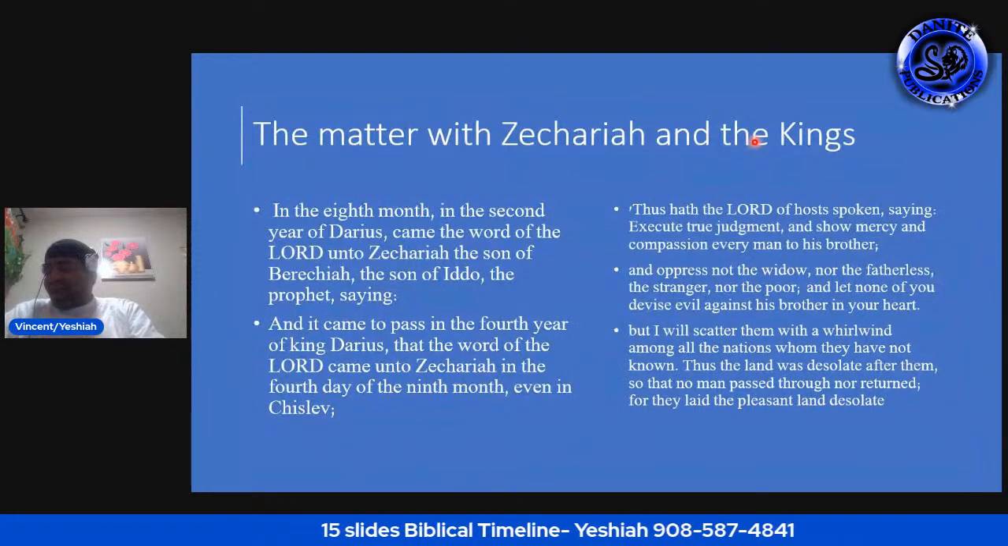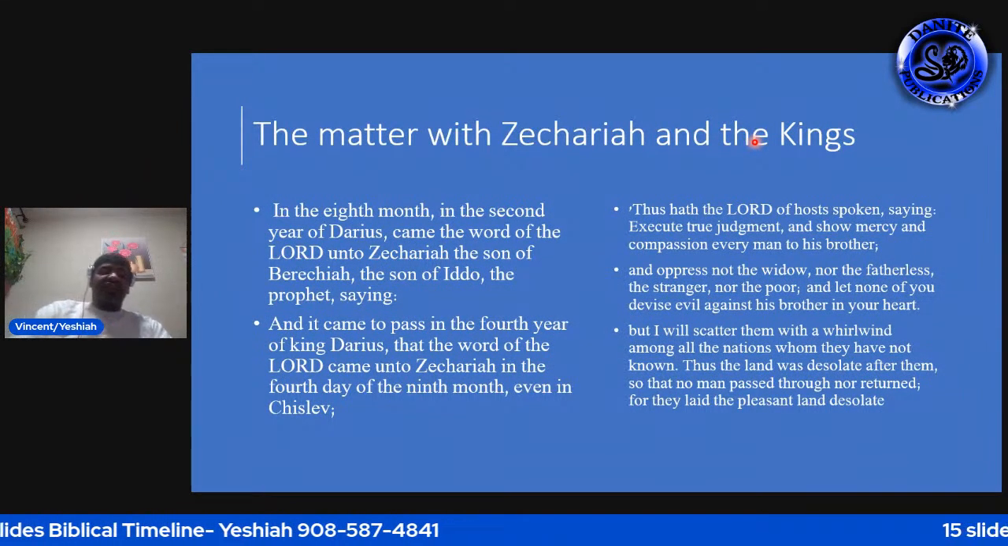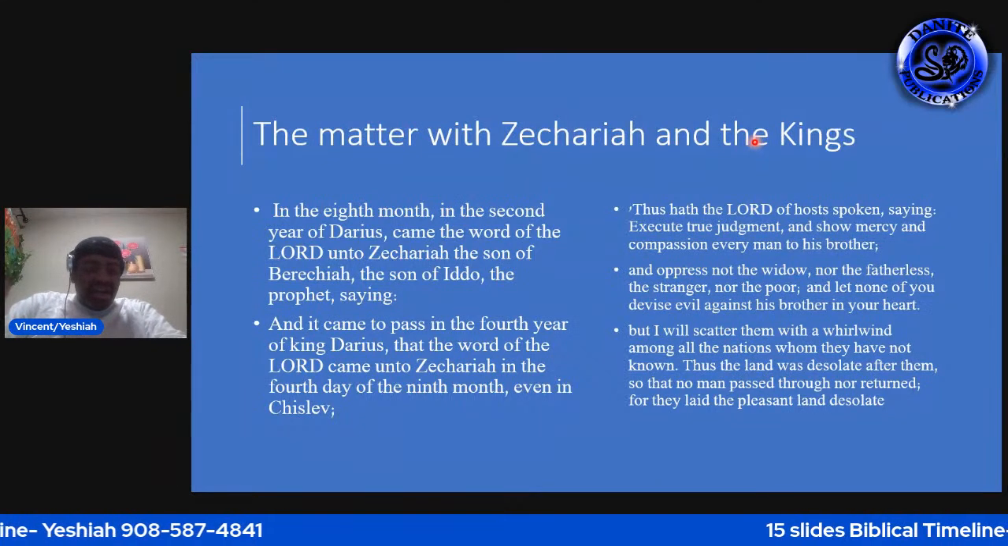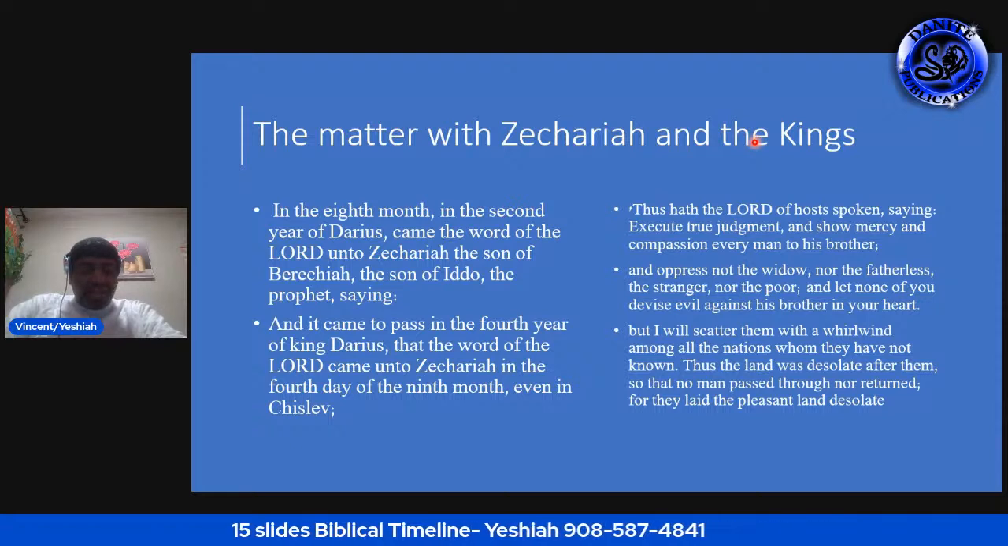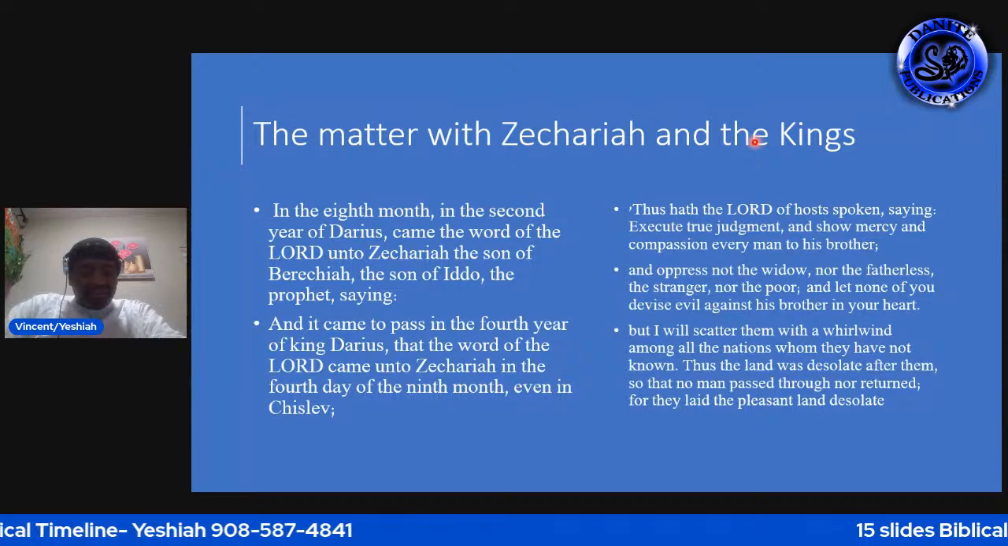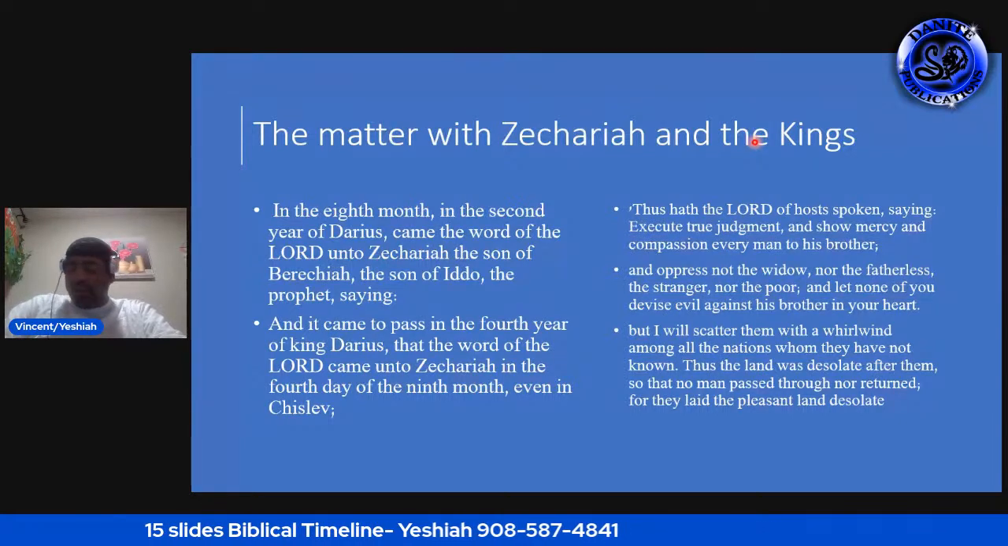We already went over that and what that's talking about, or numerous things about the diaspora of Israel. This being the last slide here. In the 8th month, in the 2nd year of Darius, came the word of Yah unto Zechariah, the son of Berechiah, the son of Edo, the prophet, saying, and it came to pass in the 4th year of King Darius, that the word of Yah came unto Zechariah in the 4th day of the 9th month, even in Kislev.